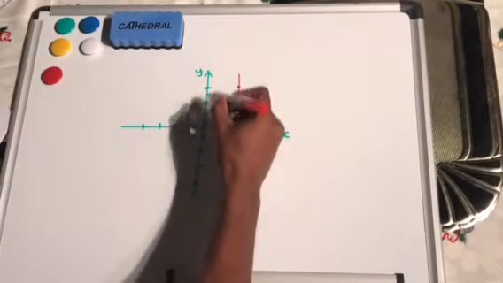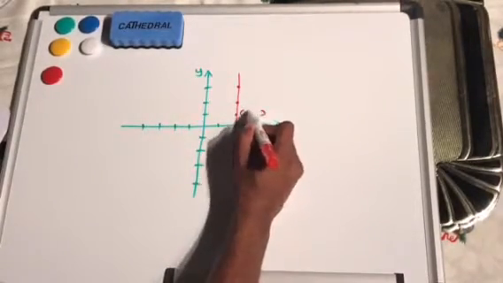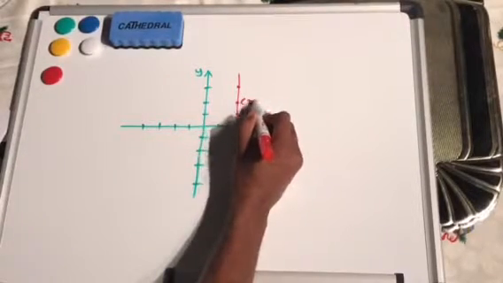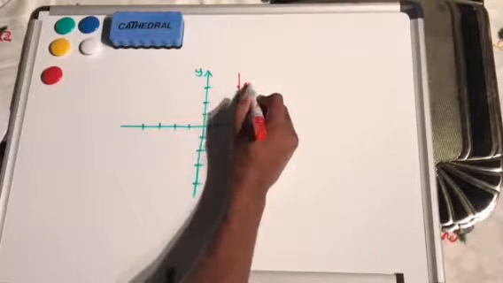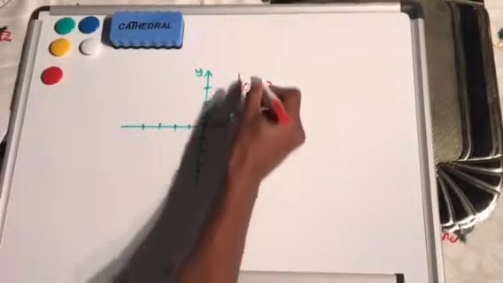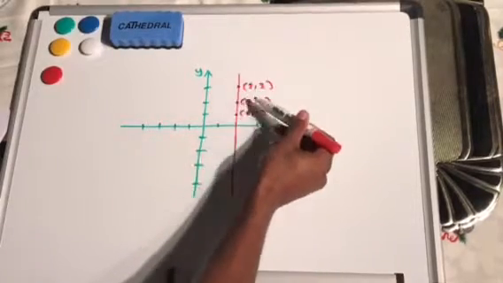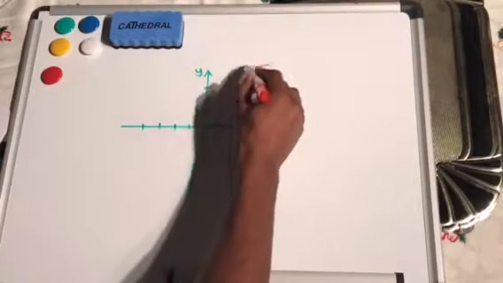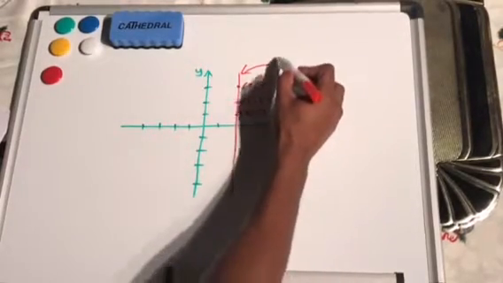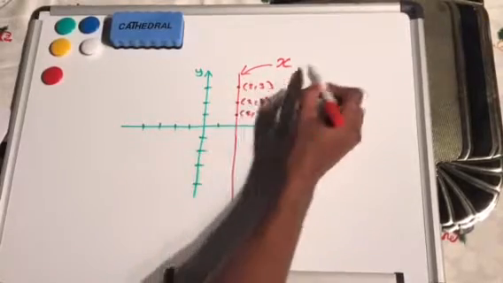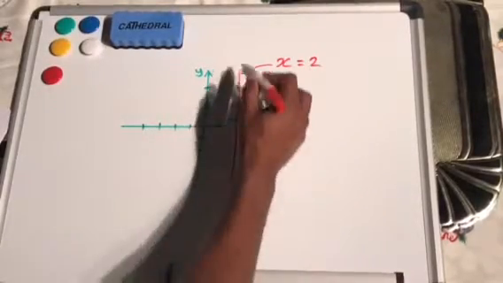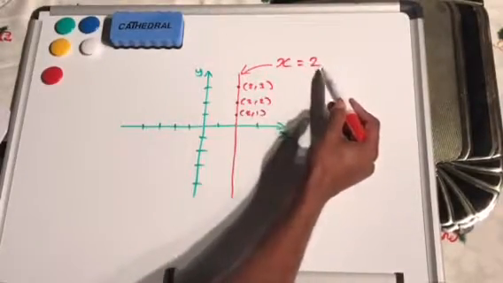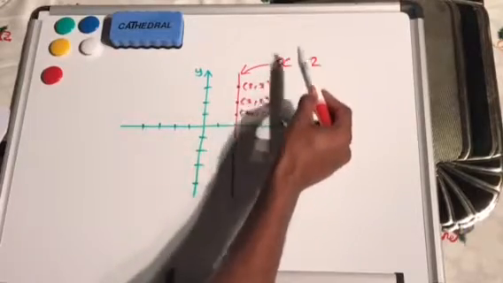If this is 1, 2, 3 and that was 1, 2, 3, this point here would be the point (2, 1). Then I would have (2, 2), and I would have (2, 3). So what I'm saying here is that the first coordinate in each one is 2. So it would be quite simple to call this equation x equals 2, because the x coordinate is always 2, no matter what. The left hand side of the equal sign is x, the right hand side is 2, so the x coordinate is always going to be 2.